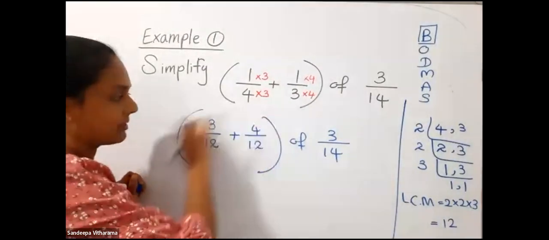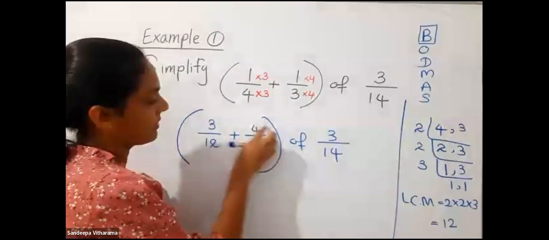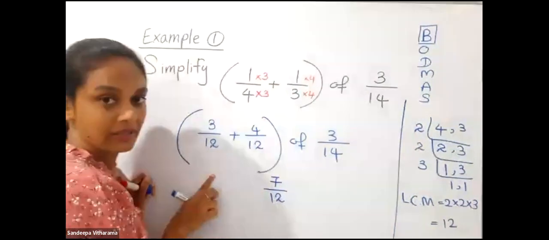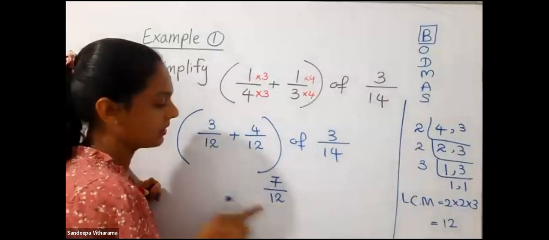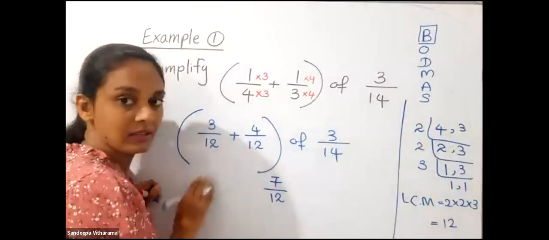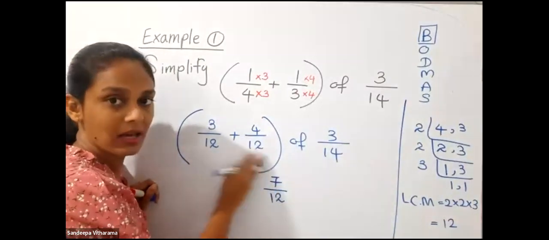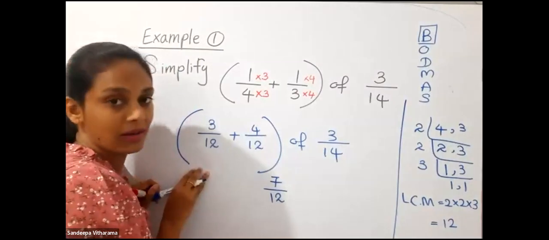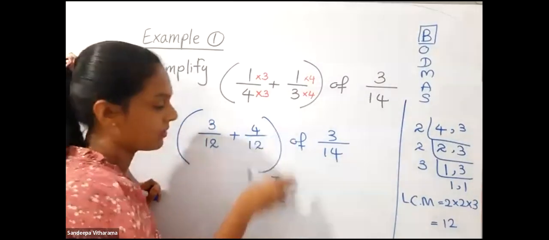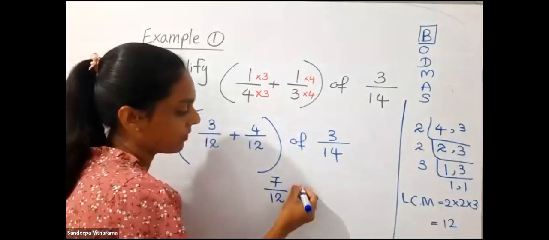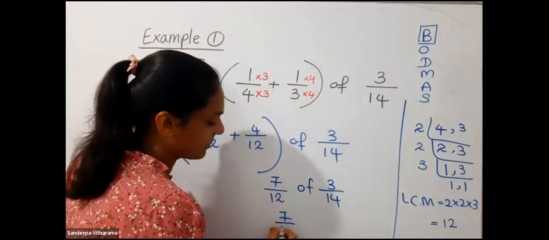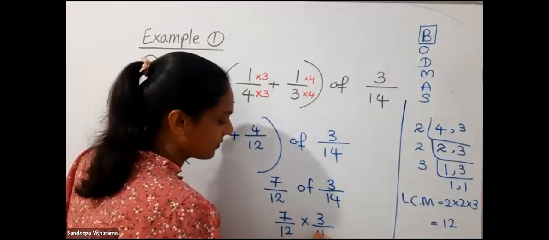So you can add the numerators. 3 plus 4 is 7 over 12. As we have obtained one particular fraction instead of this bracket, you don't need to put a bracket to the fraction again, because we have simplified the expression within brackets to one fraction. Now of is replaced by multiplication. Then 7 upon 12 into 3 upon 14.